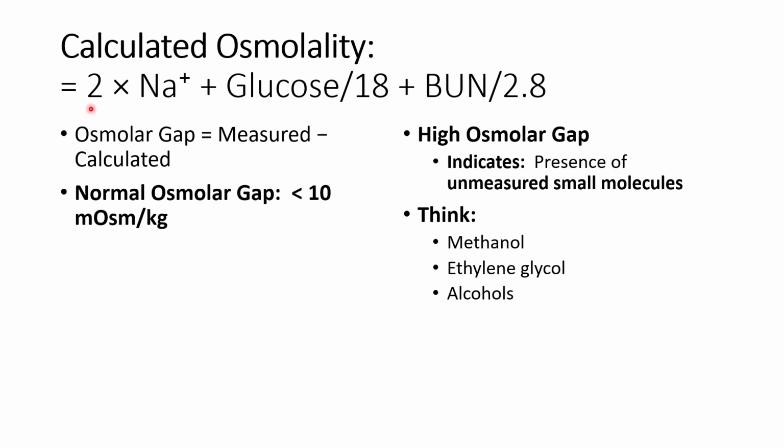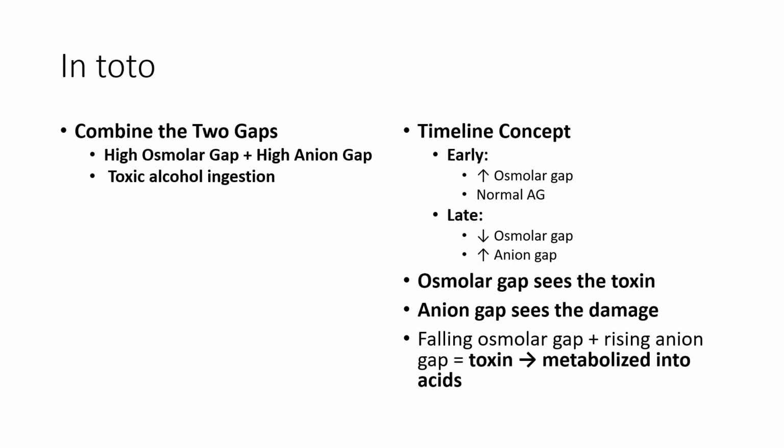How do you calculate the osmolar gap? The formula is 2 times the sodium level plus glucose divided by 18 plus urea divided by 2.8. So you can calculate the osmolality, you send the blood osmolality to the lab, and then you subtract the calculated osmolality from the measured one. If it is less than 10, it means it is a normal osmolar gap. That means there is no toxin present. However, if it is high, that indicates the presence of unmeasured small molecules, which are methanol, ethylene glycol, and alcohol.